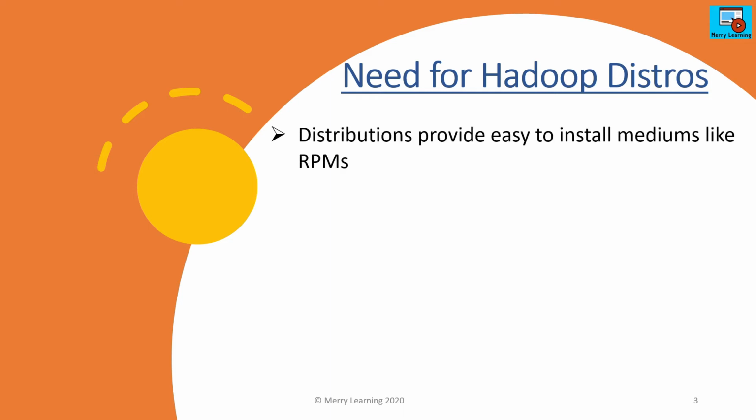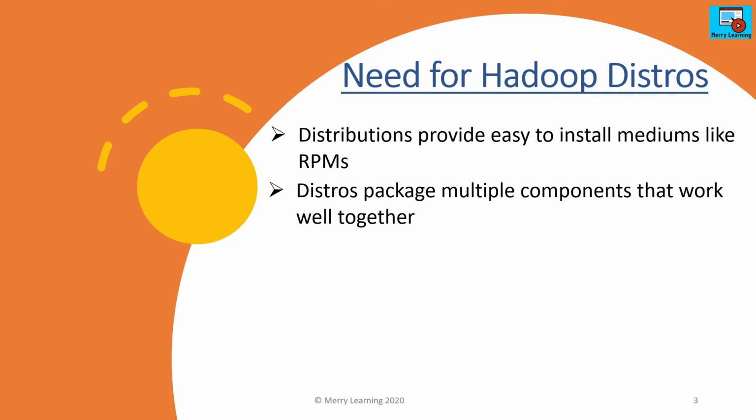Hadoop distributions provide easy to install mediums like RPMs. All we have to do is download the RPMs, run them, and install the prepackaged solution which contains the various services of the Hadoop ecosystem. These distributions package combinations of components that work well together. Various combinations of components or services of the Hadoop ecosystem are packed together so that they work well in tandem.